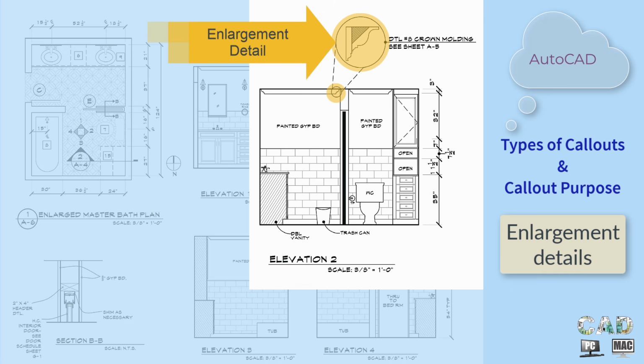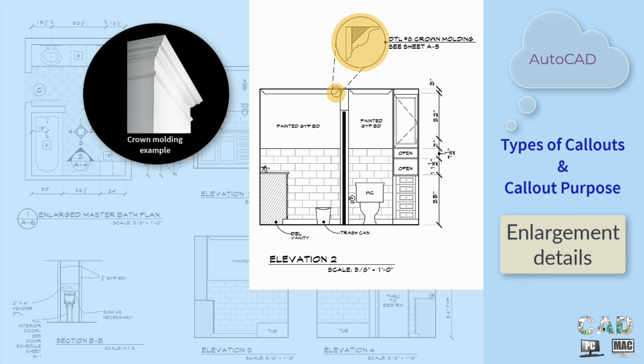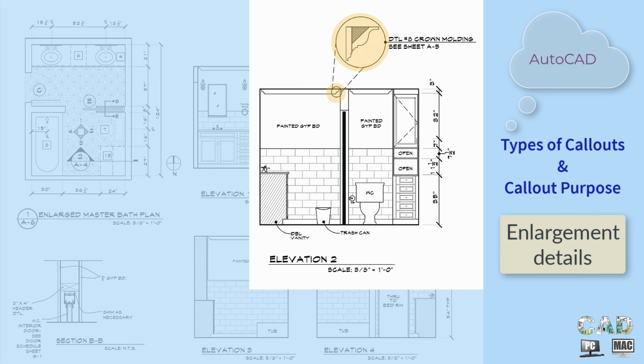We are looking at the profile or a cut-through section of the crown molding installed on the wall to the ceiling. Note that the enlargement detail need not be called out in every elevation as long as the molding is the same profile throughout the bathroom. Additional callouts shown in Elevation 2 include a section of the vanity cabinet and a trash can.